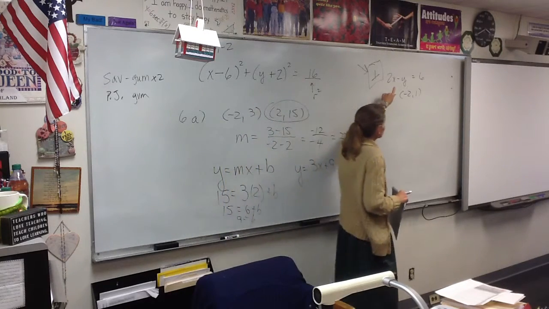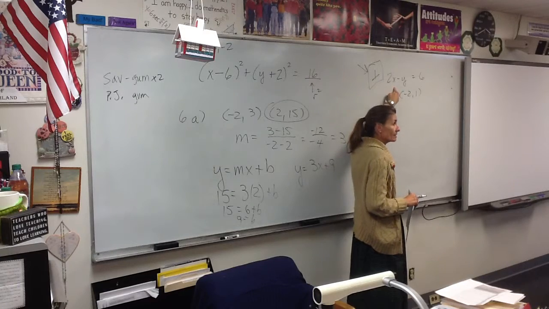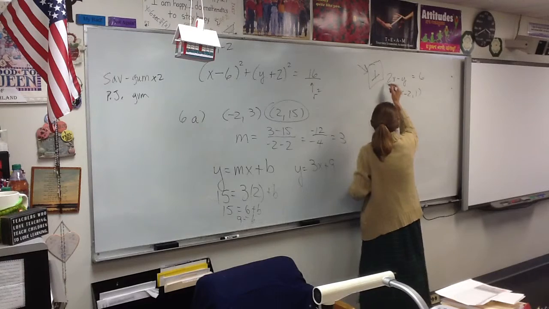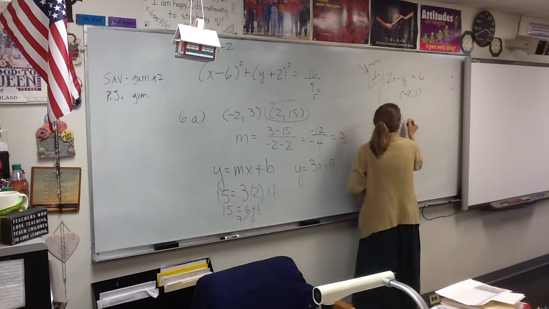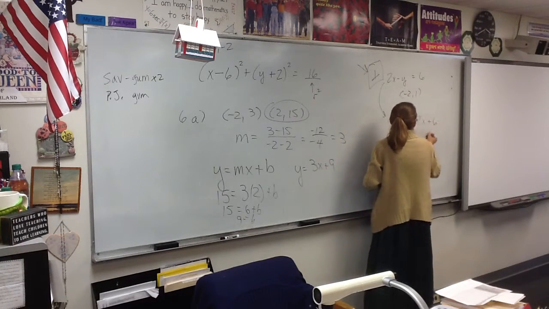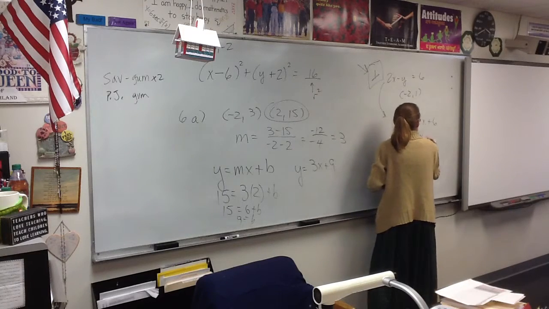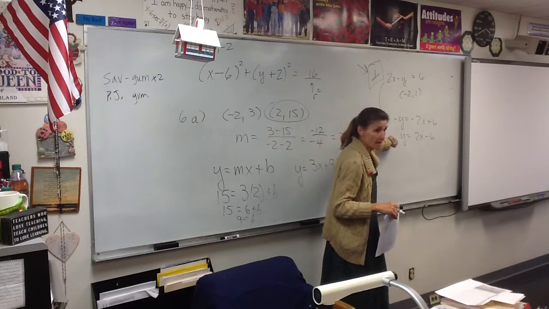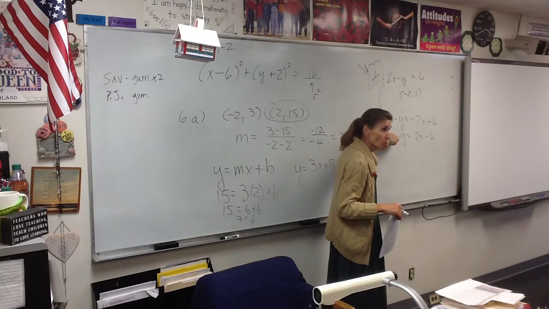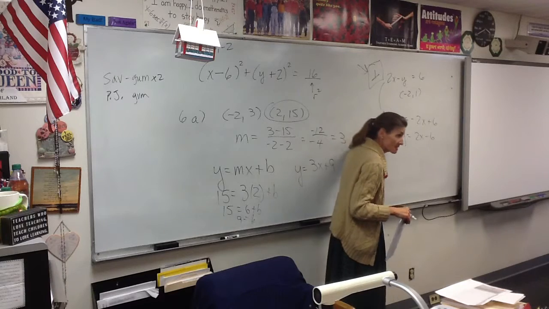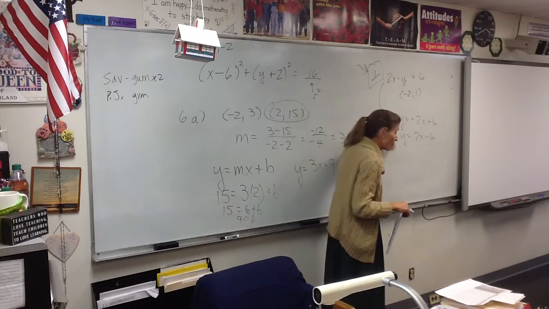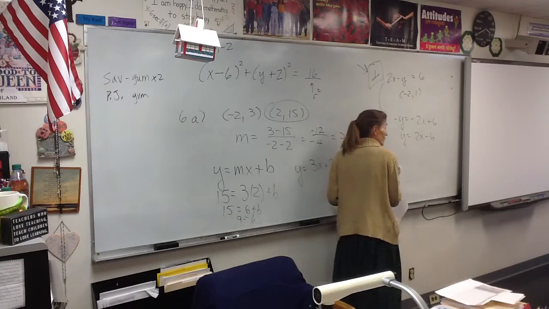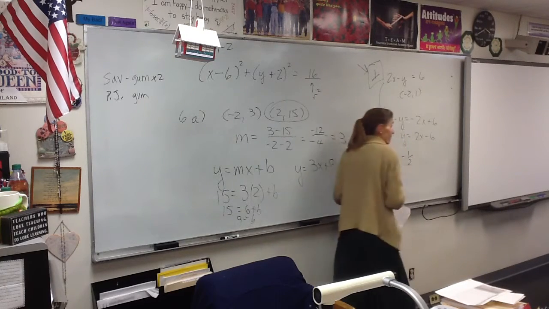How do I find the slope of this line? Put it in y equals form, get y by itself. So I'll subtract the 2x and divide by a negative. What is the slope of this line? The slope of this line is 2, which means my perpendicular slope, the one I want, will be -1/2.